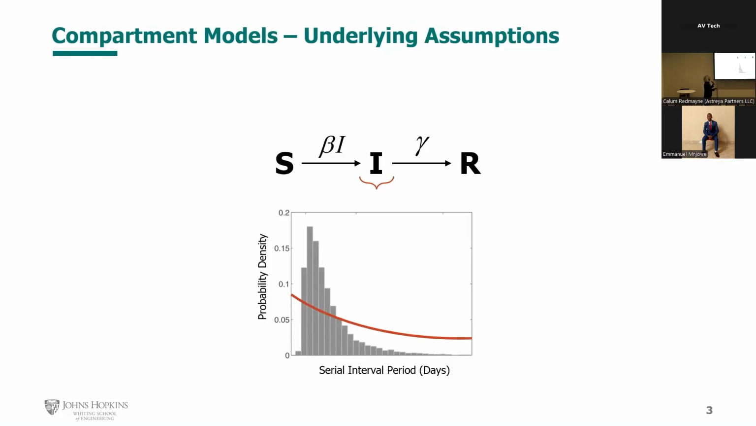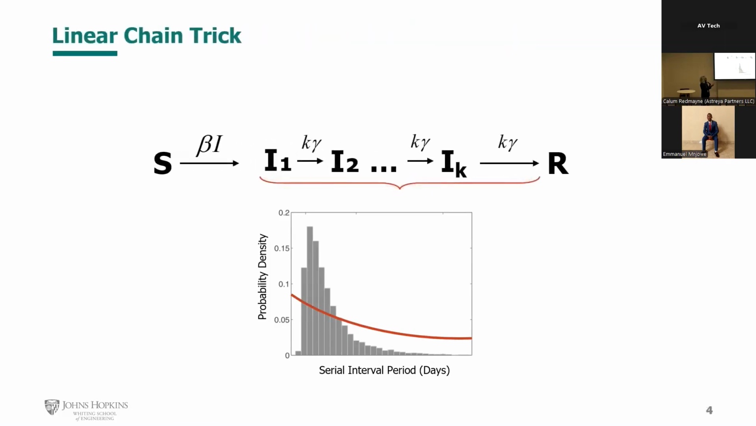All right. So given the fact that the underlying distribution may not necessarily be exponential, what can we do? There are multiple ways around this. You could formulate integro-differential equations around this to really get the correct shape. But one fairly simpler way is this thing called the linear chain trick, which is basically dividing the I state into multiple different K substates.